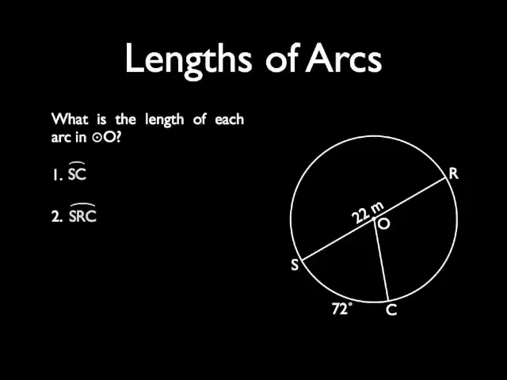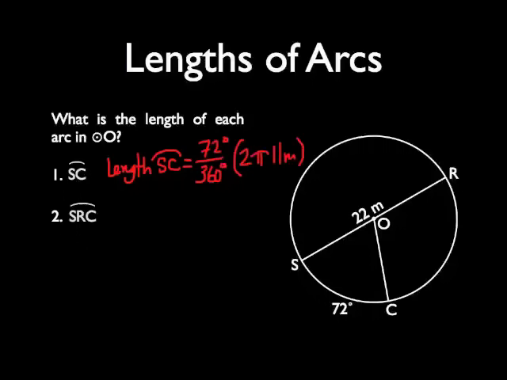So let's find the length of each arc in circle O. Notice that it doesn't ask us to round, so we will leave all of our answers in terms of pi. The length of arc SC is the measure of arc SC, which is 72 degrees, divided by 360, times the circumference of the circle, which is 2 times pi, times the radius, which is half of 22. Therefore, 72 divided by 360 is 2/10, and of course 2/10 times 22 is 4 4/10, so we end up with 4 4/10 pi meters for the length of arc SC.